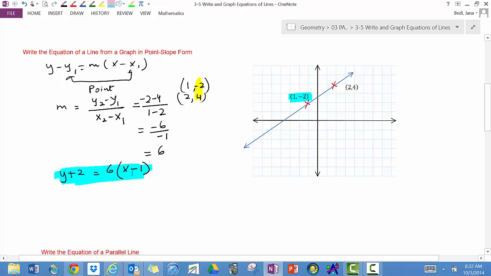So this is the equation in point-slope form. Again, using the other point, so let's use this point here, we could write the equation as y minus 4 equals 6 times x minus 2. So you notice that in point-slope form, the equations look different. You can simplify and convert these to slope-intercept, and they should both be the same.